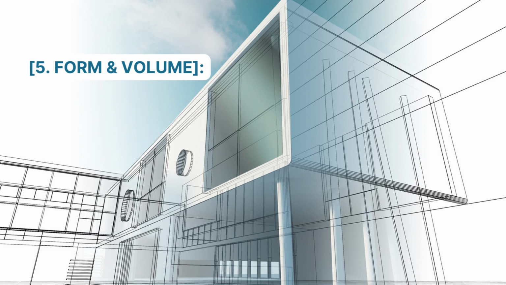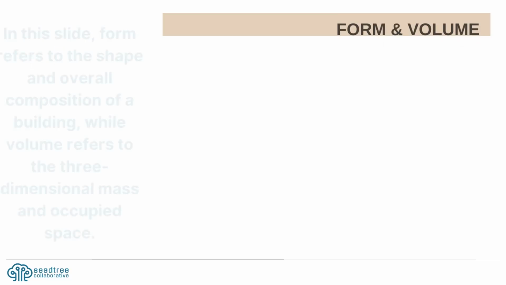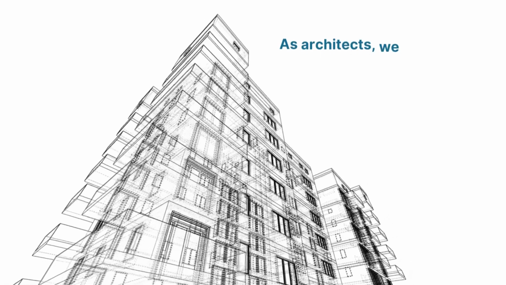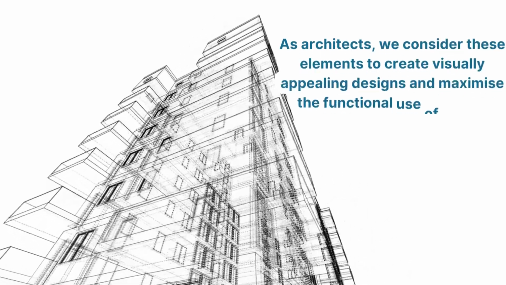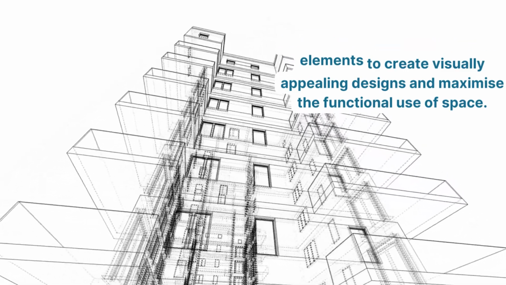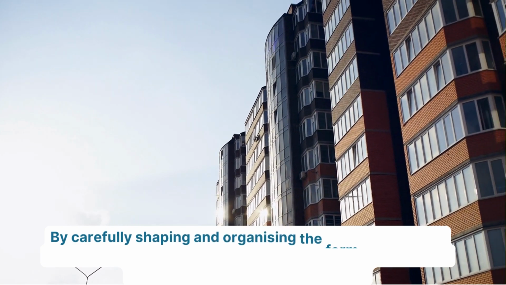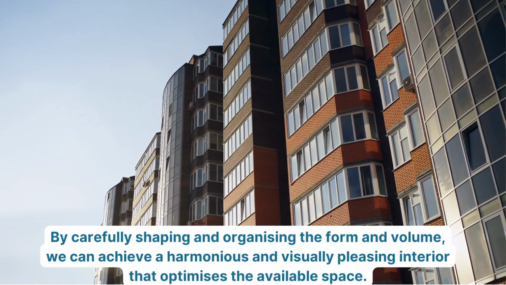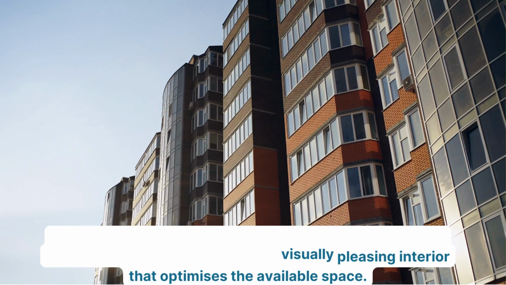Number 5. Form and Volume. In this slide, form refers to the shape and overall composition of a building, while volume refers to the three-dimensional mass and occupied space. As architects, we consider these elements to create visually appealing designs and maximize the functional use of space. By carefully shaping and organizing the form and volume, we can achieve a harmonious and visually pleasing interior that optimizes the available space.